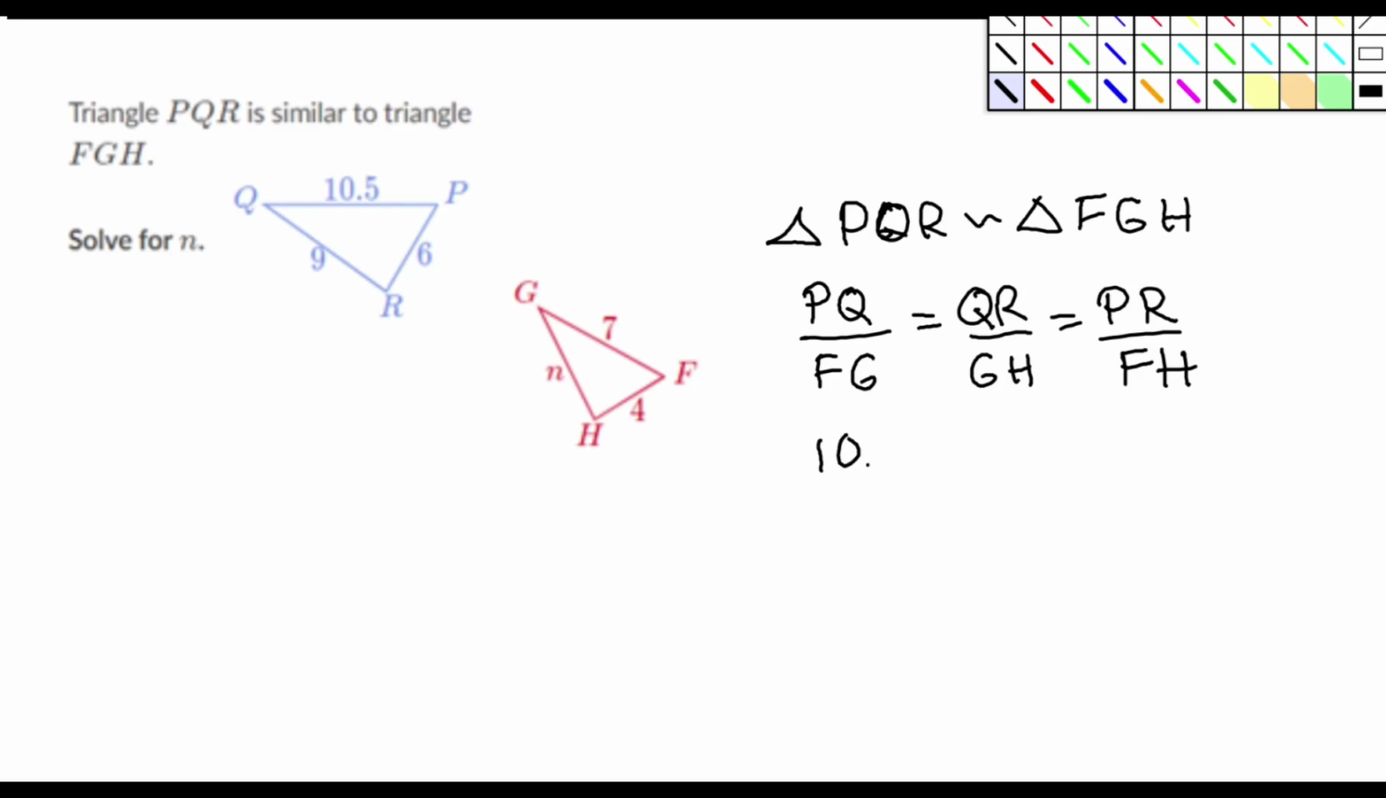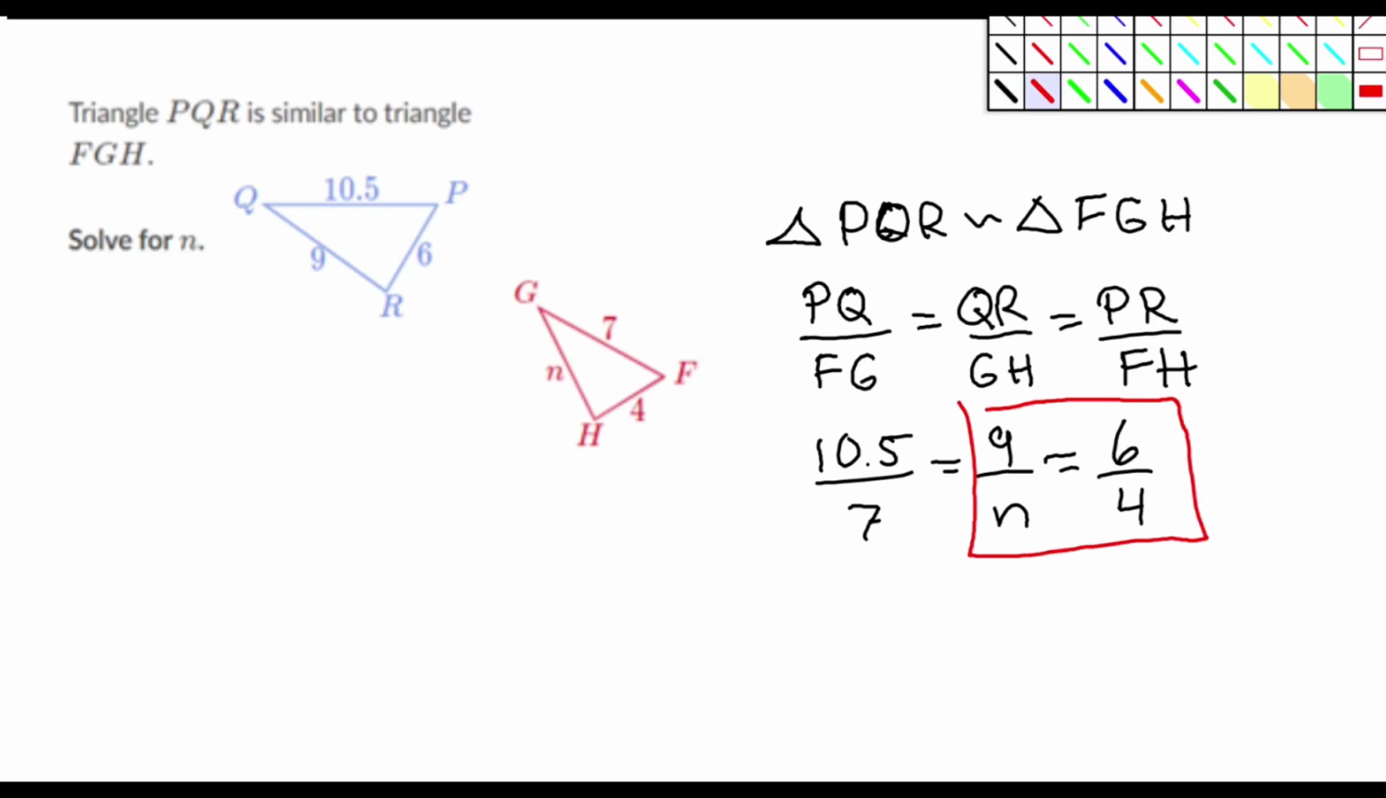So 10.5 to FG, which is 7. QR is 9. GH is n. That's what I'm trying to solve for. And PR, where's PR? 6, to FH, which is 4. And pick your proportion that you're going to solve. I'm going to solve this one because it doesn't have a decimal. It makes my life a lot easier.